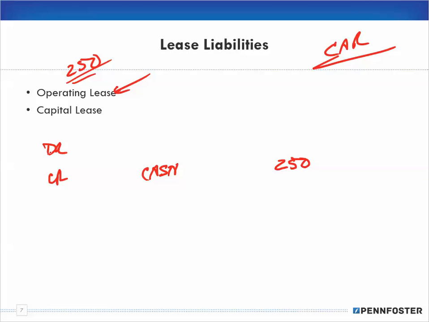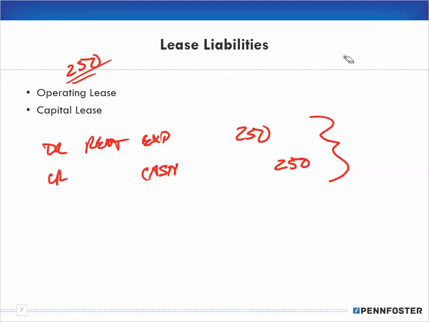So what am I going to debit? I can have an account called lease expense, rent expense, whatever expense. It doesn't have to have the word lease in it. I could have called that rent expense. It doesn't matter, because it's treating that operating lease just like any other expense. So you make the journal entry just like you were making a journal entry for an expense, except in this case it happens to be a lease.